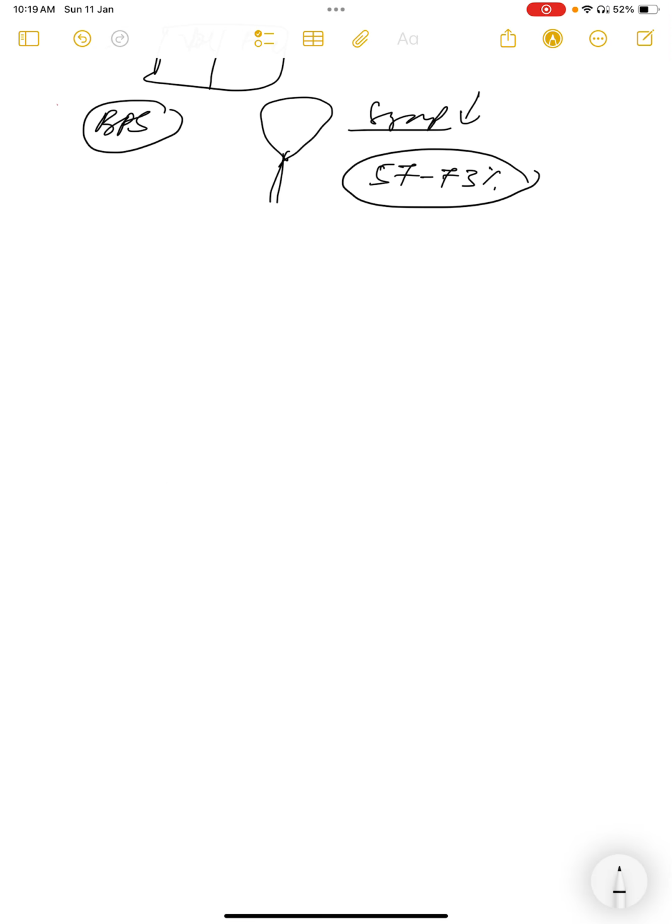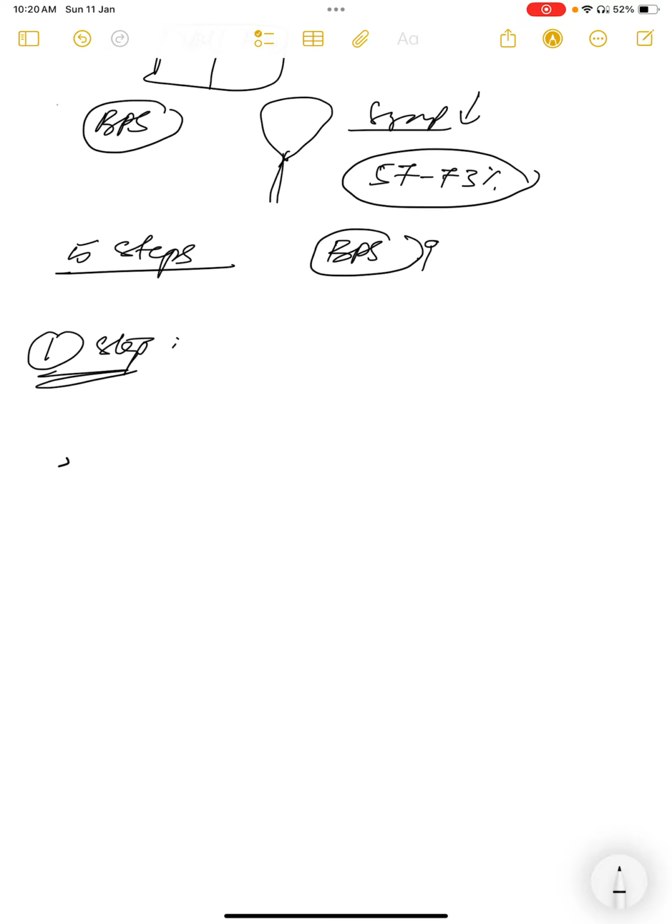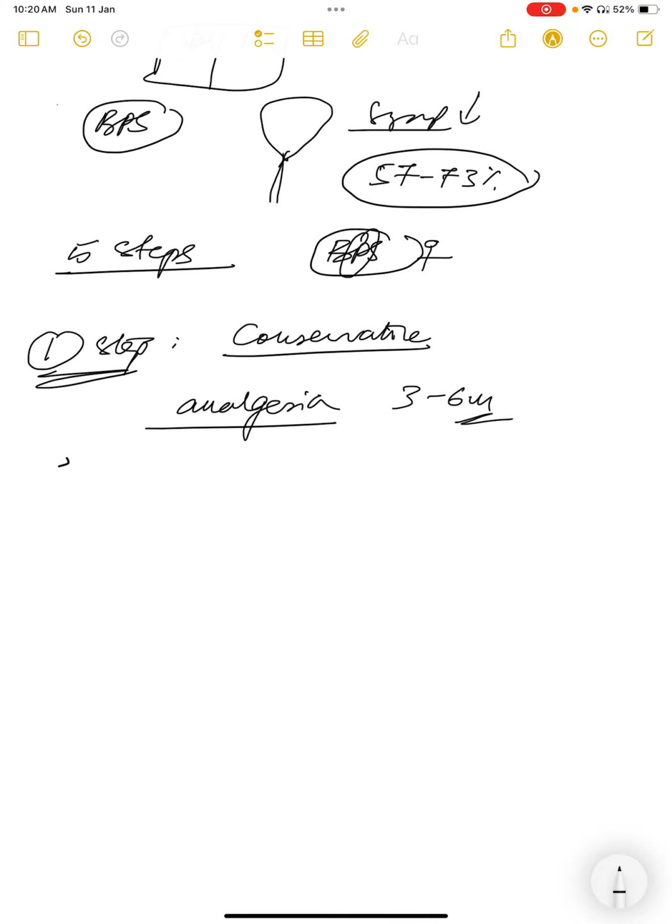Now, what is the treatment? This is very important because they'll ask the treatment stepwise. There are totally 5 steps. Step one is conservative management. A patient comes with bladder pain syndrome, you will go for conservative management. Because of the pain, you'll go for analgesia, for 3 to 6 months.